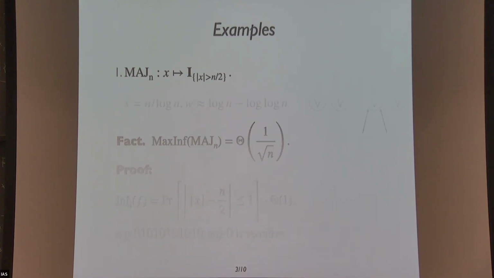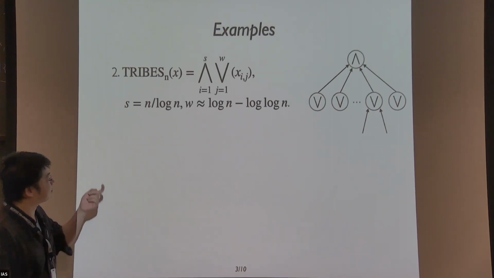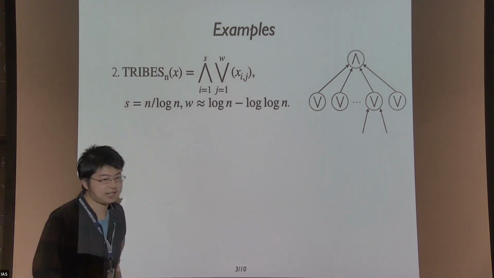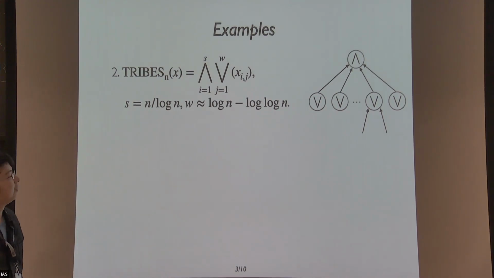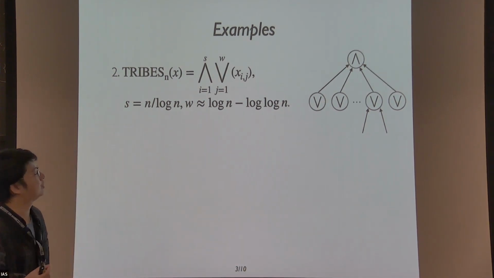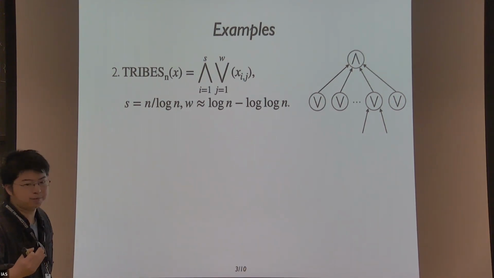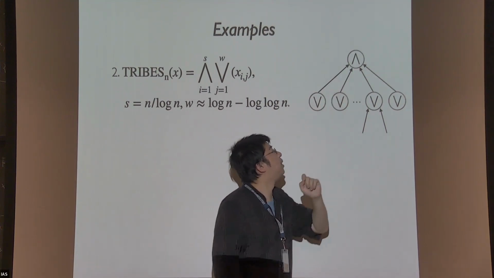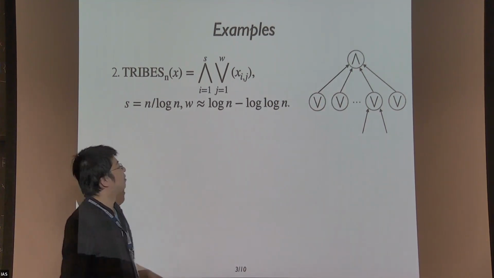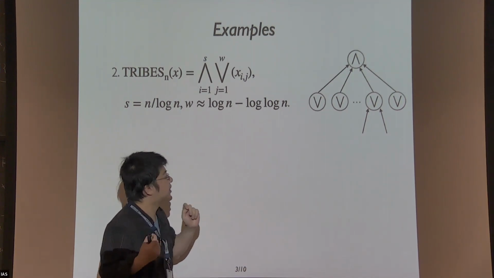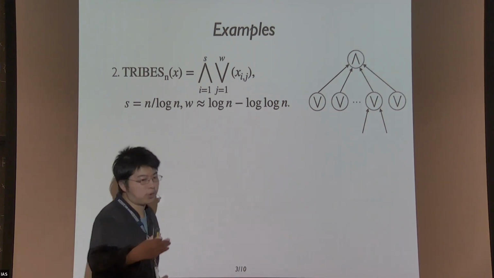The next example is the tribes function, and this is the logical OR function composed with the logical AND function composed with logical OR functions. The AND function outputs 1 if all its inputs are 1, and the OR function outputs 1 as long as one of its inputs is 1. The parameter is set so that the function will output 0 or 1 with approximately half probability on a random input. In particular, the function takes n inputs, which corresponds to about n over log n OR gates, and each OR gate takes about log n inputs. All the OR gates have disjoint inputs.